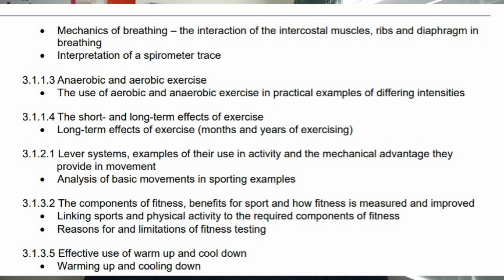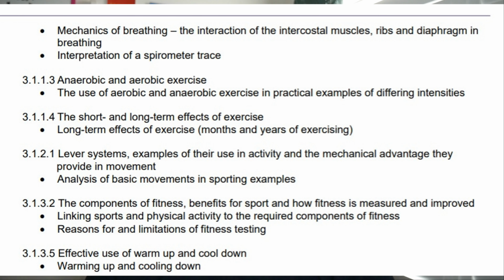We then move on to the long and the short-term effects of exercise. And it's saying primarily it's going to be looking at the long-term effects of exercise, which is months and years of exercising. So basically the effects of training over a long period of time. So here it will be things like hypertrophy of the muscles, cardiac hypertrophy, lots and lots of things that are going to take a long, long time to have an impact. So we should be okay with that one.